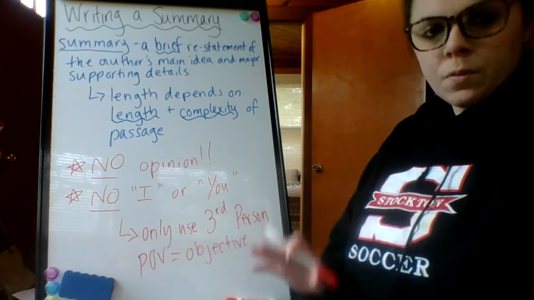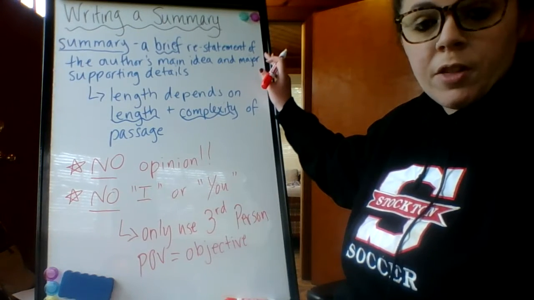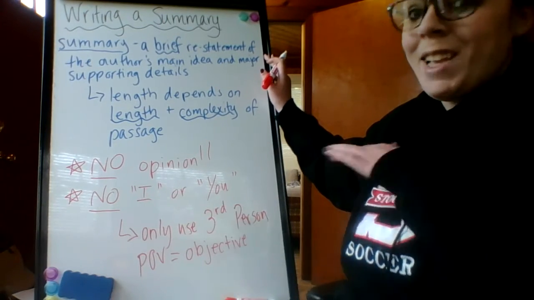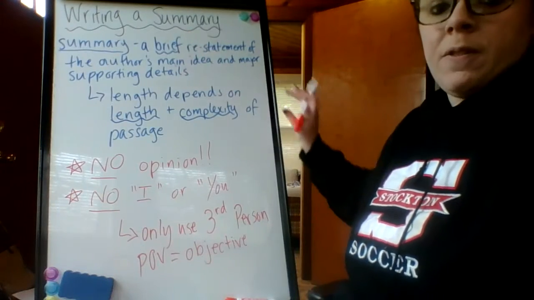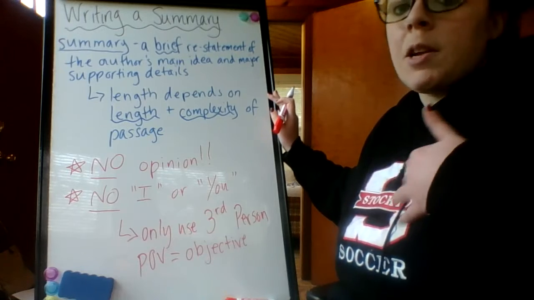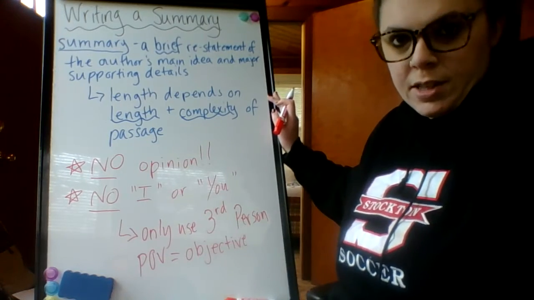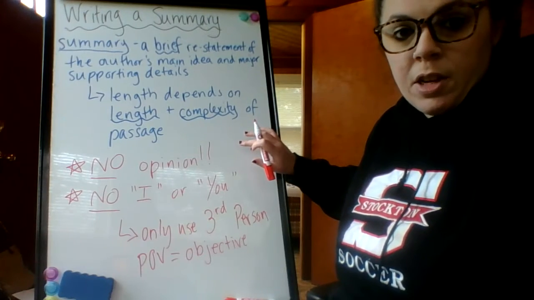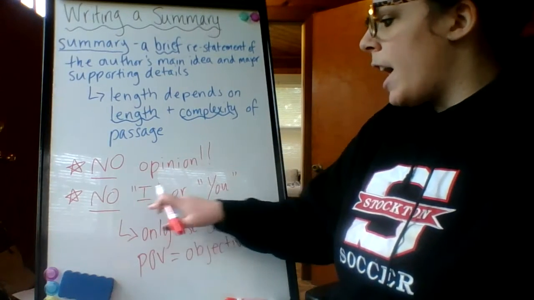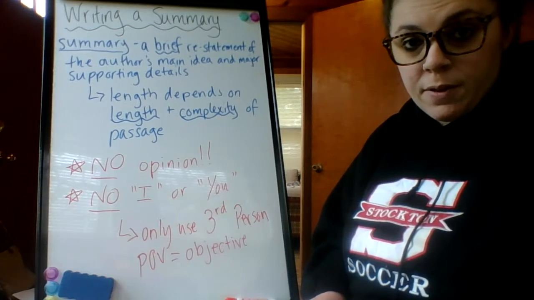Okay? So to recap, a summary is a brief restatement of the author's main idea and major supporting details. That's it. It's brief. It's short. Now, sometimes it can be longer, but only if you're writing about a really long passage with really difficult, hard to understand ideas. There is no opinion included, and you don't want to use I or you. You only want to use third person because that helps make it objective.